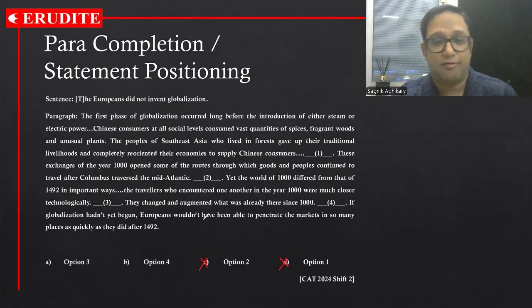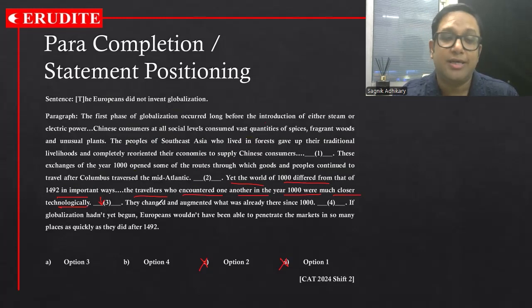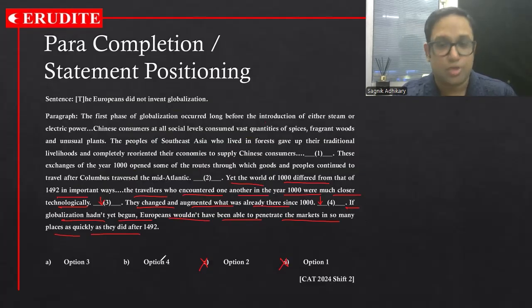Then we see that 3 and 4 are both potentials. Yet the world of 1000 differed from that of 1492 in important ways. The travelers who encountered one another in the year 1000 were much closer technologically than blank 3. They changed and augmented what was already there since 1000. Then blank 4. If globalization hadn't yet begun, Europeans wouldn't have been able to penetrate the markets in so many places as quickly as they did after 1492.